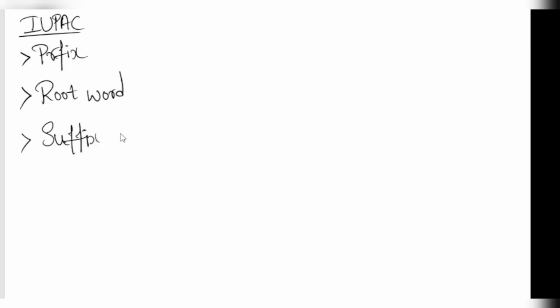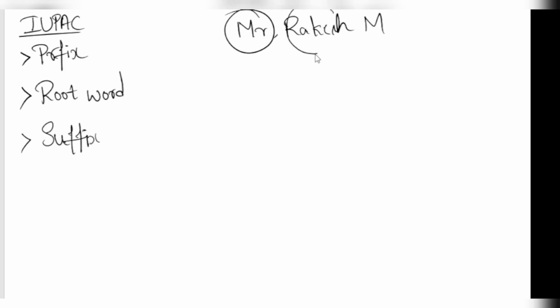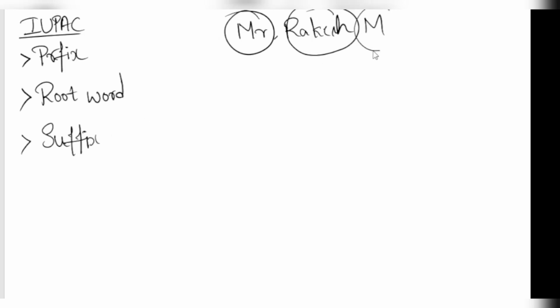This is exactly like the names of human beings. Suppose the name is Mr. Rakesh M. This is the prefix we will call, this one is the root word, and then this initial, whatever it is, we can treat as the suffix. Exactly like that, organic molecules also have three types: prefix, root word and suffix. We'll discuss one by one what these things depend on.